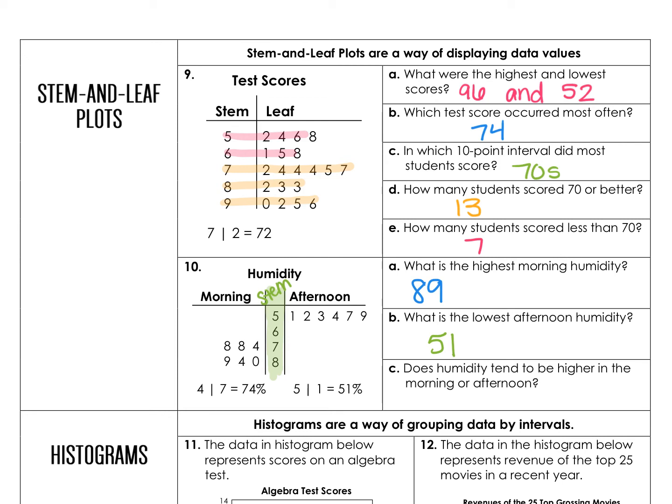The next question is a little bit of an interpretation of the graph. Does humidity tend to be higher in the morning or the afternoon? Well, looking at that graph, I can see that the morning has higher stems than the afternoon. So then the morning tends to be more humid.